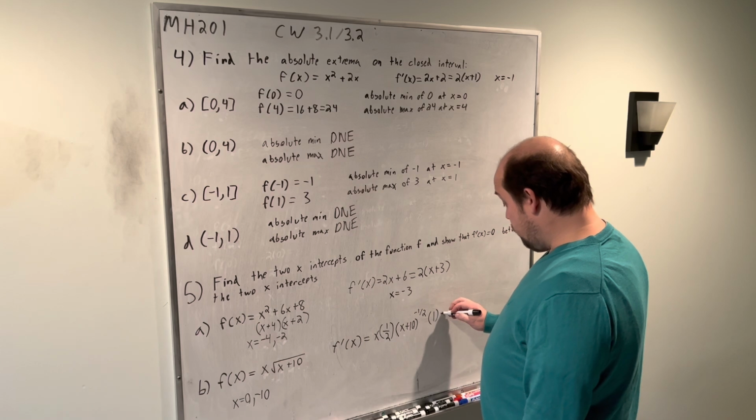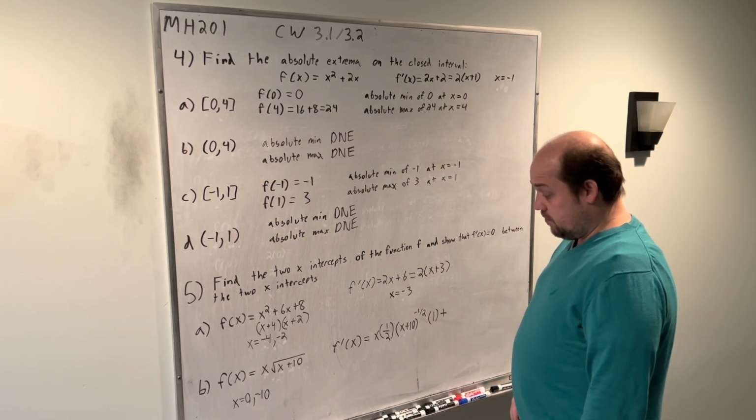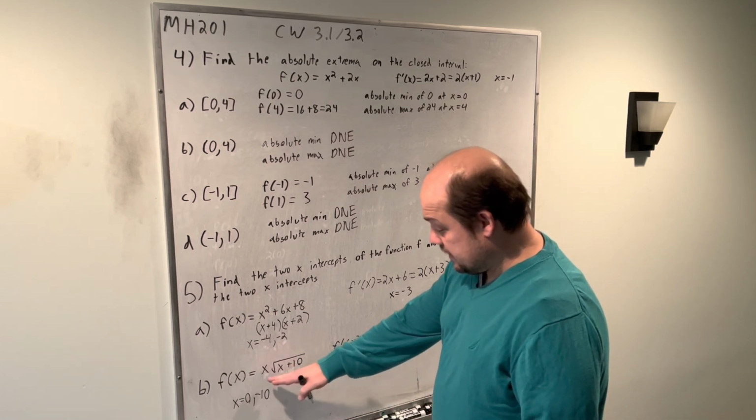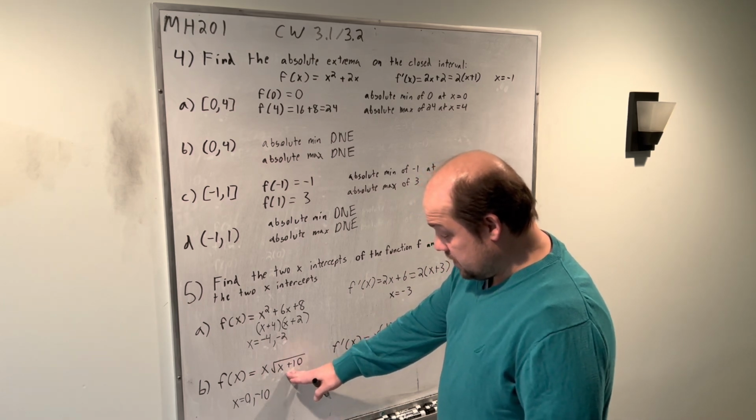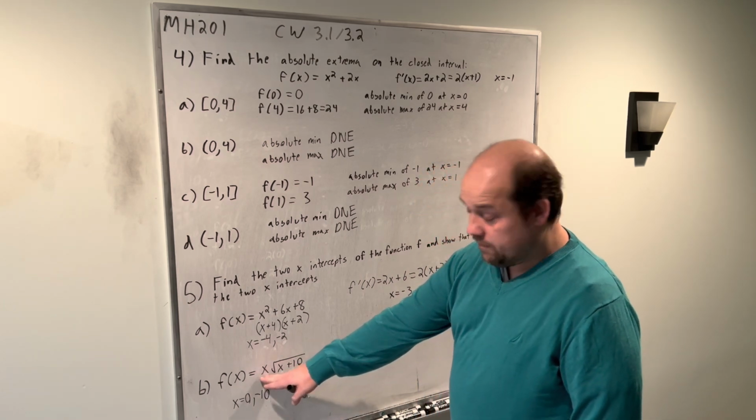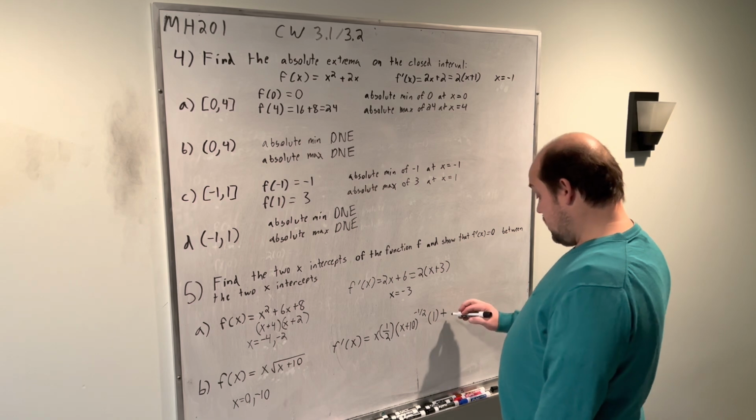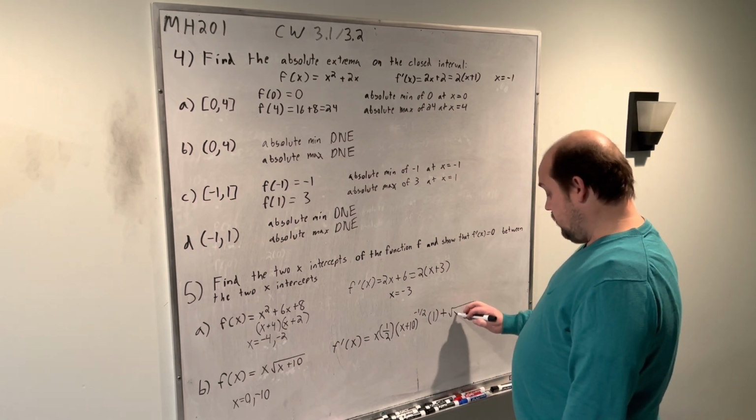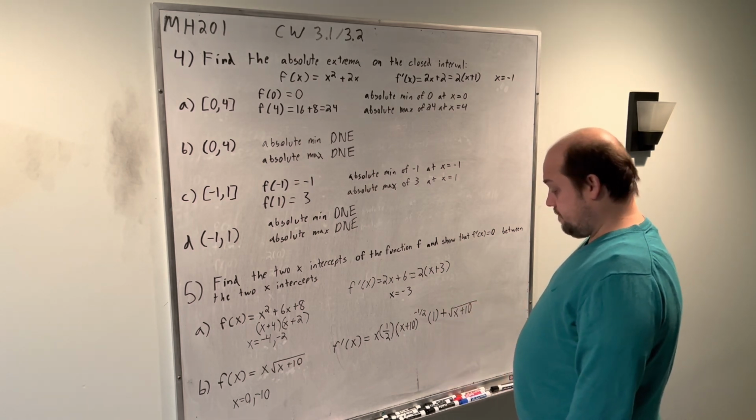I now need to do plus the second part of the product rule. The second part of the product rule is second times derivative of first. Second is just root of x plus 10. Derivative of first is just 1. So I'm going to write it as just the root of x plus 10.